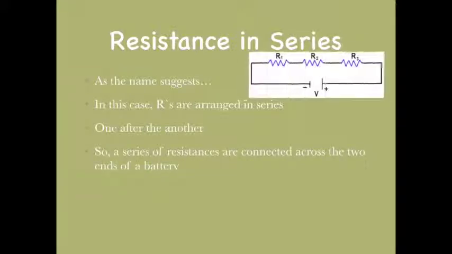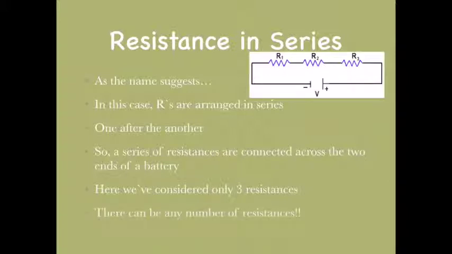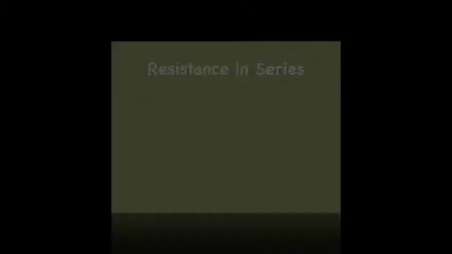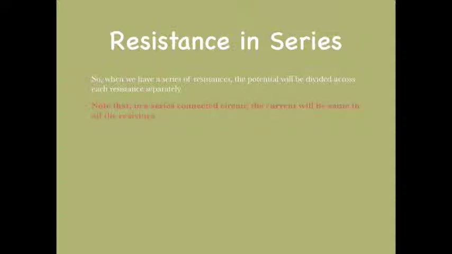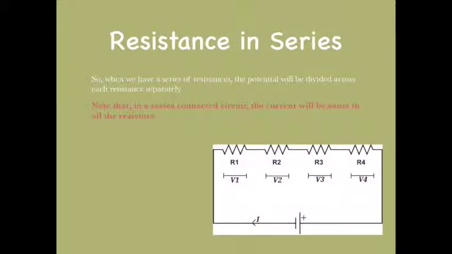Please have a look at the diagram. In this case, we have considered only three resistors. Okay, there can actually be any number of resistors. Let it be 100, 200, or your wish. There is no limit. So, whenever we have series connected resistors, the potential will be divided across each resistor separately. Note that in a series connected circuit, the current will be the same in all the resistors.